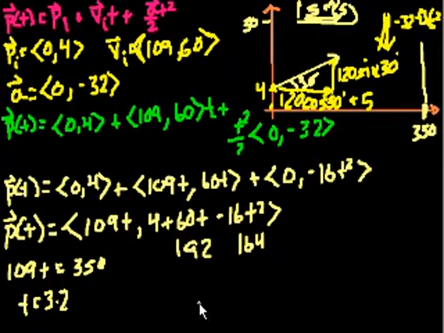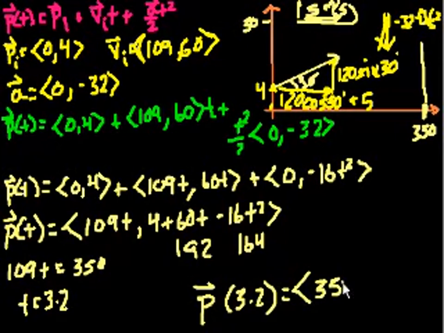So our position vector at time 3.2 seconds is equal to 350 feet in the x direction and 32 feet in the y direction. And that will clear that 30-foot fence. Our ball is going to be 2 feet above the fence. Hope I didn't confuse you too much.